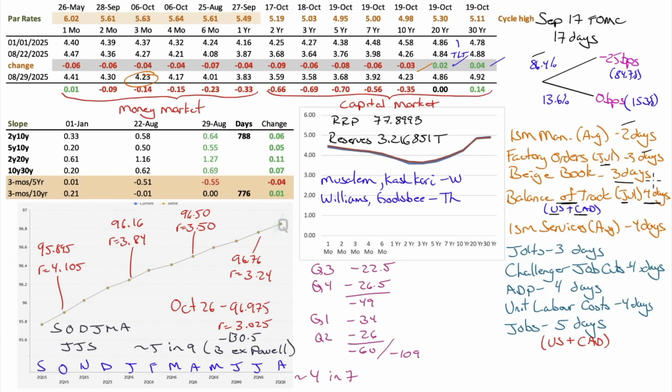Beige Book also in 3 days. ISM services we get in 4 days. You get that on Thursday instead of Wednesday. JOLTS is normally Tuesday, but again, 1 day off, so you get that in 3 days. And then we get a bunch of information on Thursday. Challenger job cuts comes early in the morning, 7 a.m. ADP at 8:15, and unit labor costs and productivity at 8:30.